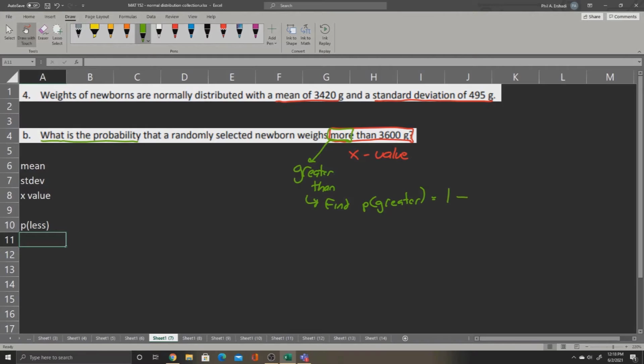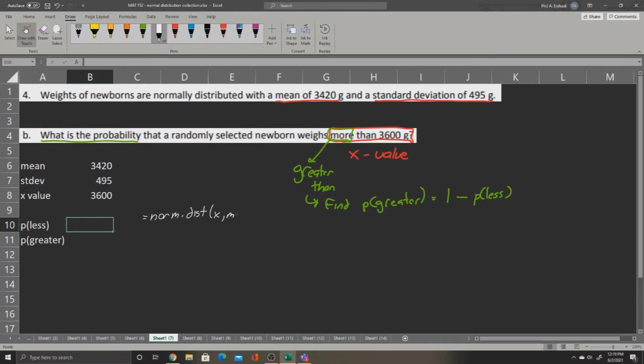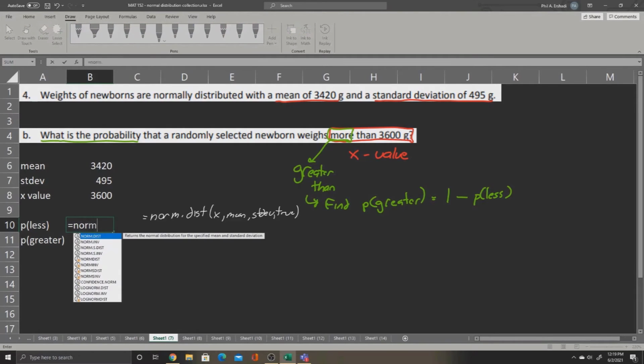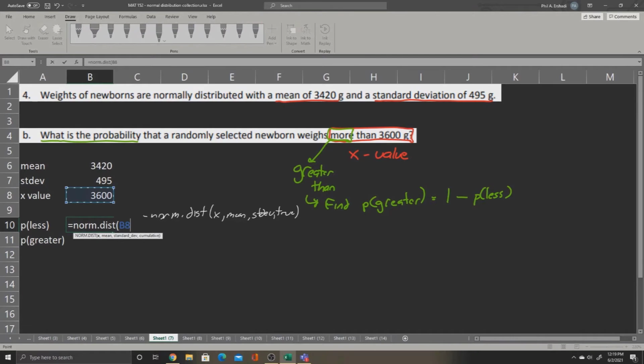Now, p greater is always 1 minus p less. So let's add another line for it. Now we enter the mean, 3,420, the standard deviation, 495, and the x value, 3,600. Once again, to find the probability of being less, we do Norm.dist, and then say x, mean, standard deviation, true. We'll enter equals Norm.dist, click the x, comma, mean, comma, standard deviation, comma, true.